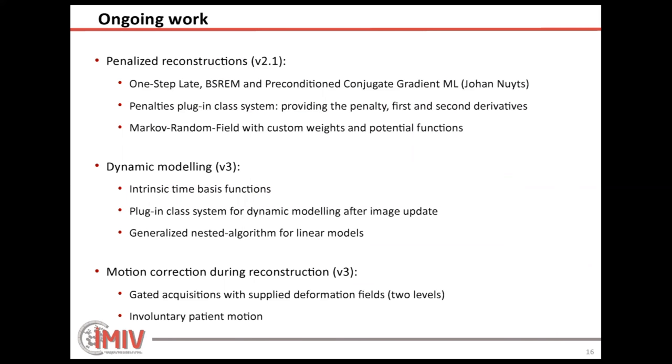For the penalties, we designed some kind of plugin class system, in which for any penalty, as soon as you provide the expression, a function that computes the penalty itself, and its first and second order derivatives, it can be used with any compatible algorithm. For the moment, as specific penalties, we just implemented the Markov random field type penalties. With custom weights, so we can choose different proximity factors and different similarity factors, with Boucher for the moment. And we will also provide the usual list of potential functions.